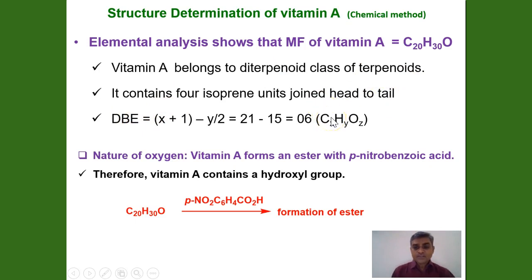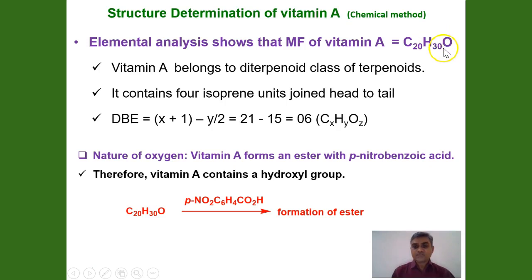For a molecule CxHyOz, the double bond equivalence is calculated by x plus 1 minus y by 2. So if you put in the values of carbon and hydrogen, the degree of unsaturation of vitamin A is found to be 6. This 6 degrees of unsaturation is very important information regarding vitamin A. We have to find out how many double bonds and how many rings this 6 corresponds to in vitamin A. Now, after getting degree of unsaturation equal to 6, let us find out the nature of oxygen.